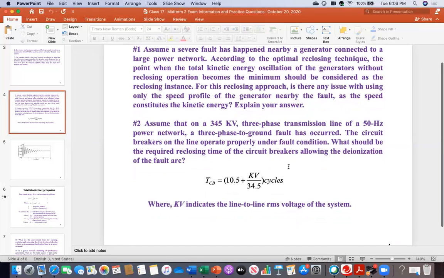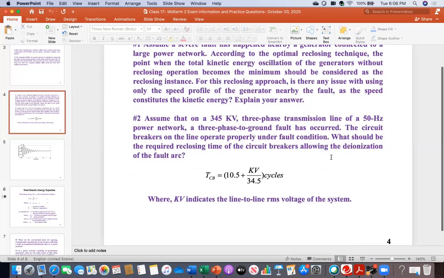Okay, so everybody, can you see this one? We did a similar thing. Assume that on a 345 kV three-phase transmission line of a 50 Hertz power network, a three-phase to ground fault has occurred. The circuit breakers on the line operate properly under fault condition. What should be the required reclosing time of the circuit breakers, allowing the deionization of the fault? So what should be the value of the reclosing time? What should be the instant? I got 0.41 second. Yes, that's right. So everybody got the same number?